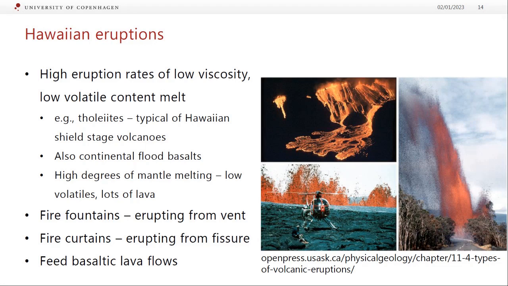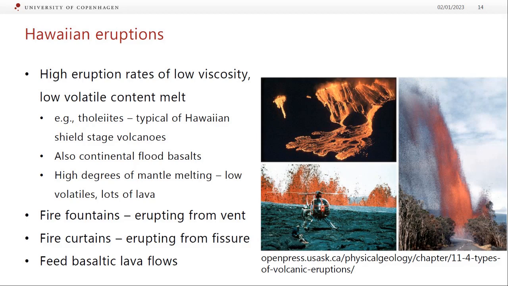Hawaiian eruptions have fairly high eruption rates of low viscosity, low volatile content melt. They make these cool fire fountains that you can see here, or fire curtains, which is where it's more of a fissure, more of a linear thing. Below those, you can see a Hawaiian eruption where the magma is shooting up in a little fire curtain, and then it's falling down into lava waterfalls and making a big hoi-hoi flow underneath.